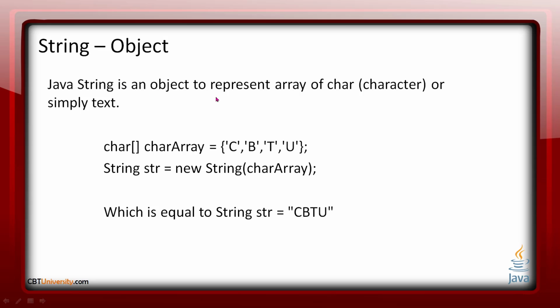Java string is an object to represent an array of characters or simply text. A character is a single character within single quotes. And that character array defined here, if it's given to this string as an object, as an input, it creates a new string. We'll have more sessions on string and string operations.